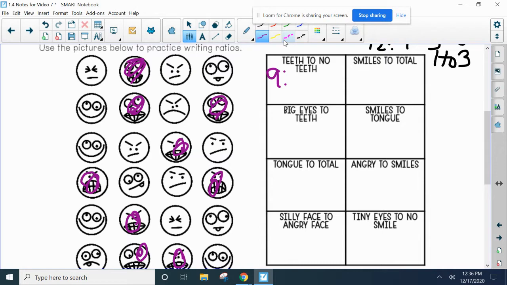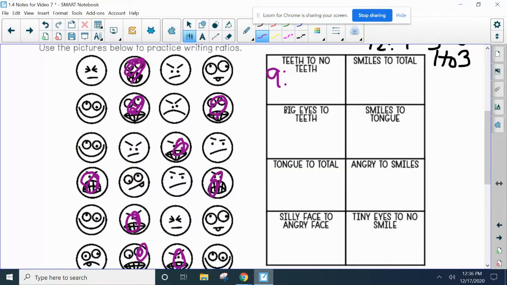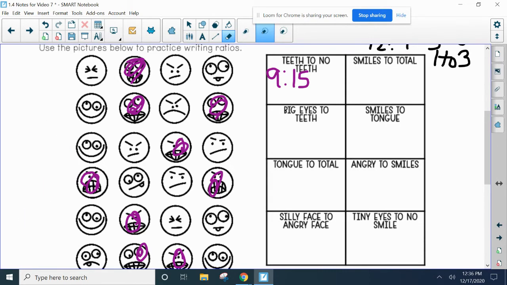So let's figure out how many I have. And let's take away what was not there. So if I have 24 in all, because I have 6 rows of 4, it's 24. I know 24 minus 9 is going to leave me with 15 that don't have teeth. All right, I could count them out. But I know there's 24, and I took away the 9 with teeth, so that leaves me with 15 with no teeth.